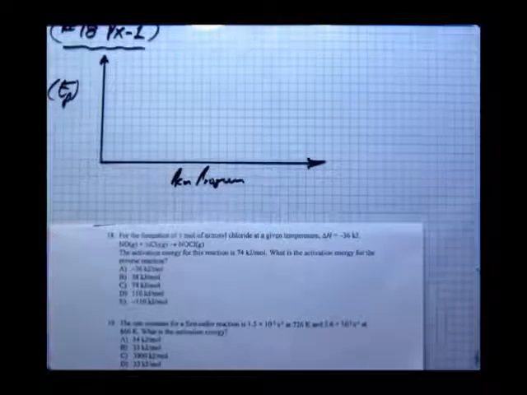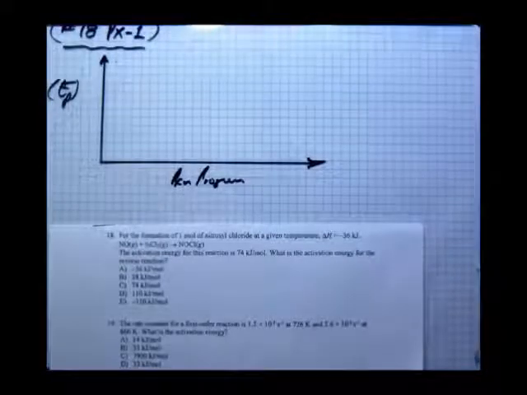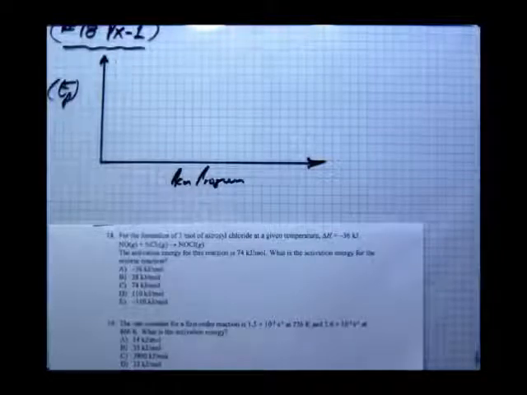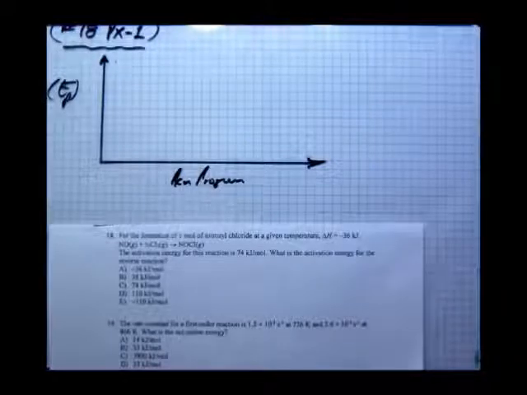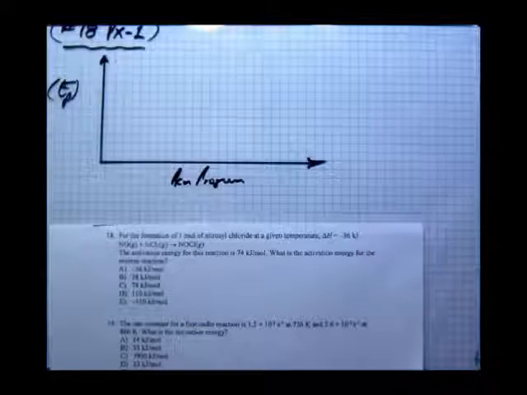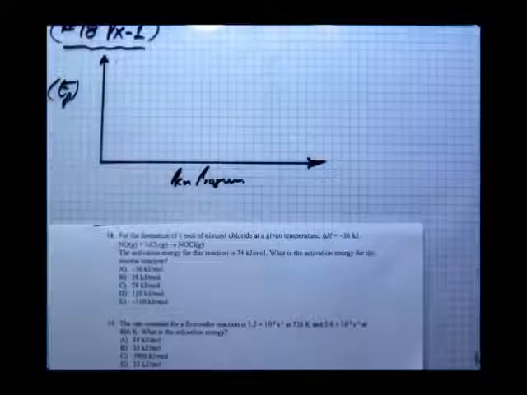Very straightforward once you see how I do this, okay? It says, for the formation of 1 mole of nitrosyl chloride at a given temperature, delta H equals minus 36 kilojoules. The first note in your mind should be that this is exothermic, so you're going to have to draw an exothermic graph, okay? And this will be representing this reaction. The activation energy is 74 kilojoules for the forward reaction. What is the activation energy for the reverse reaction?